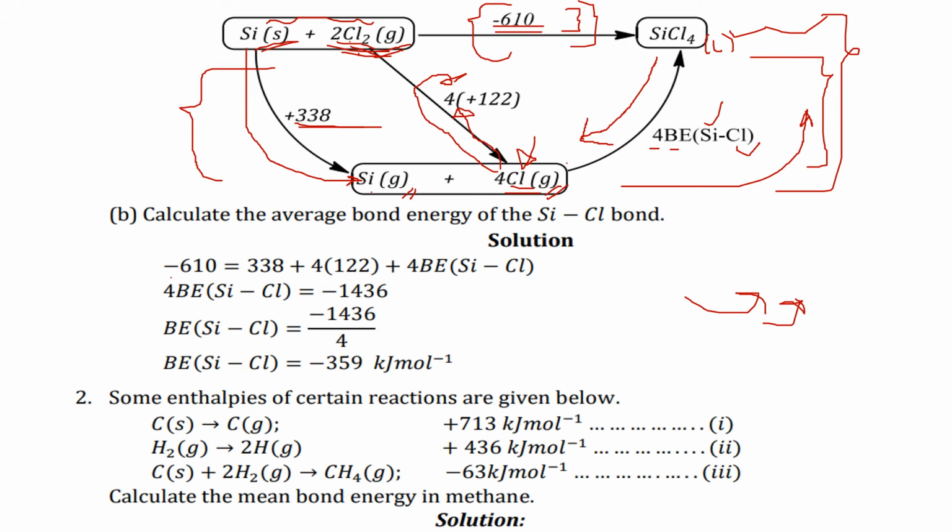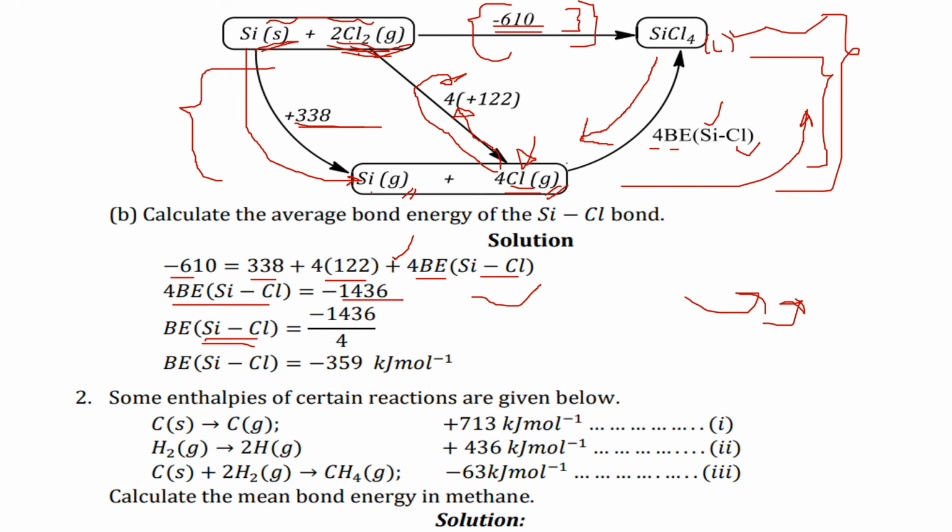So that means that negative 610 is equal to the summation of positive 338 plus 4 into positive 102 plus 4. We are saying plus because the arrow is anti-clockwise, plus 4 of the bond energies of silicon to chlorine. So summing up that and making 4 bond energy of silicon chloride the subject, we are going to end up with, on the calculator, negative 1436. So we divide through by 4 to remain with the bond energy of silicon to chlorine, which is called the average bond energy of silicon to chlorine.